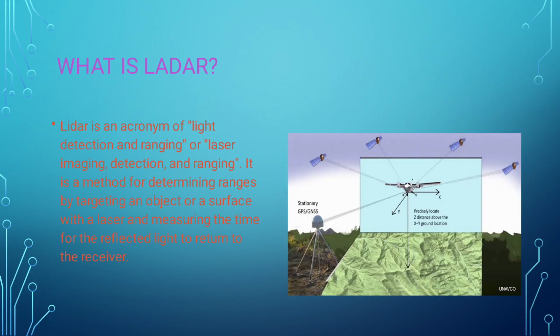What is LiDAR? LiDAR is an acronym of Light Detection and Ranging, or Laser Imaging Detection and Ranging. It is a method for determining ranges by targeting an object or a surface with a laser and measuring the time for the reflected light to return to the receiver.